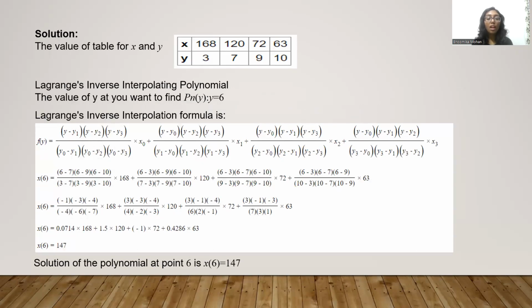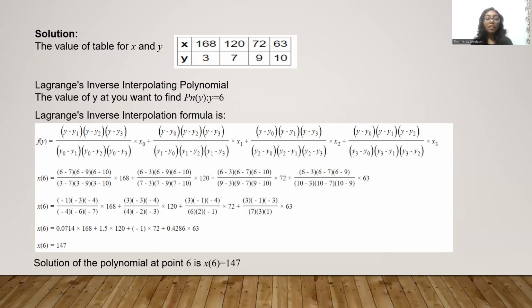Lagrange's inverse interpolation formula is as follows. So when we calculate x of 6, the formula becomes 6 minus 7 into 6 minus 9 into 6 minus 10 by 3 minus 7 into 3 minus 9 into 3 minus 10 into 168 plus 6 minus 3 into 6 minus 9 into 6 minus 10 by 7 minus 3 into 7 minus 9 into 7 minus 10 into 120 plus 6 minus 3 into 6 minus 7 into 6 minus 10 by 9 minus 3 into 9 minus 7 into 9 minus 10 into 72 plus 6 minus 3 into 6 minus 7 into 6 minus 9 by 10 minus 3 into 10 minus 7 into 10 minus 9 into 63.